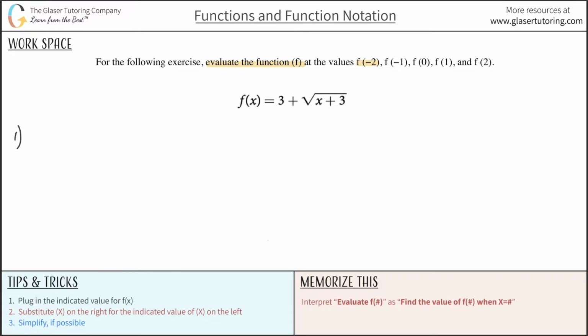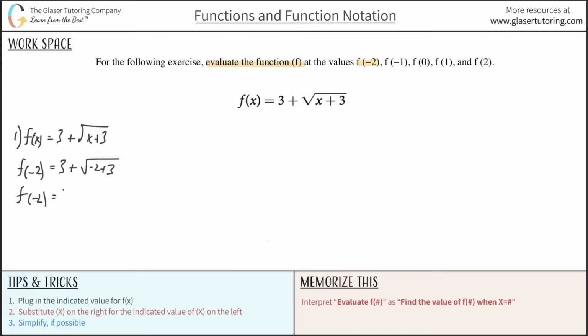So I'm going to just rewrite the formula. So f of x is equal to 3 plus radical x plus 3. All I'm going to do now is plug in the indicated x value that I want to identify. So this is just going to be f of -2 is equal to now, anywhere on the right hand side you see an x, simply plug in the value of -2. And then all you have to do after that is simplify.